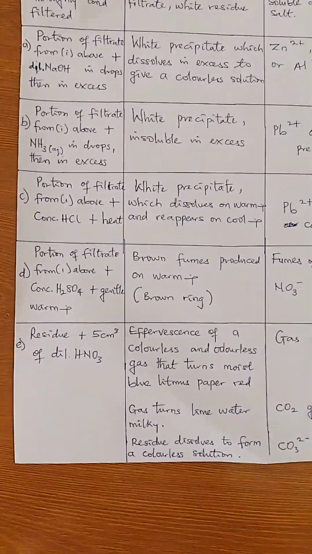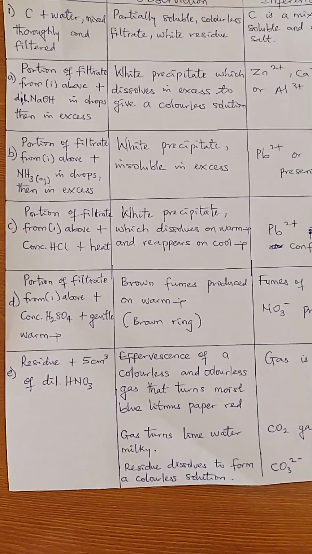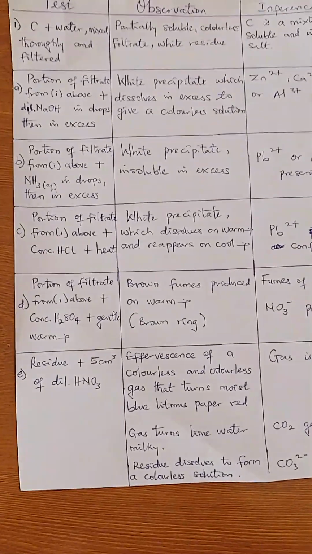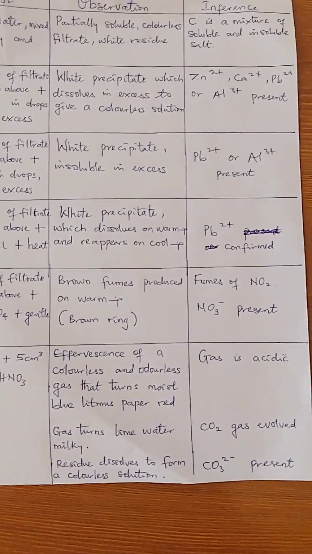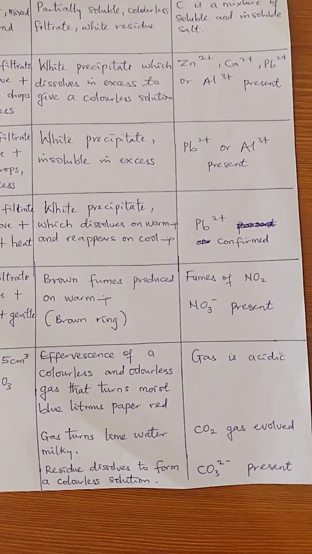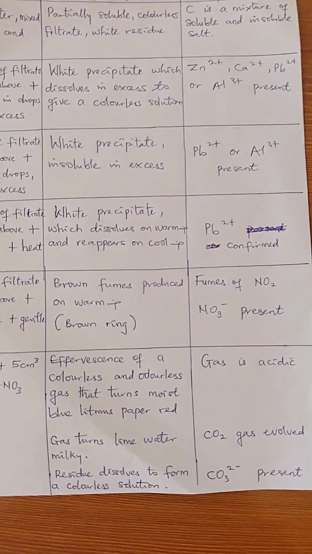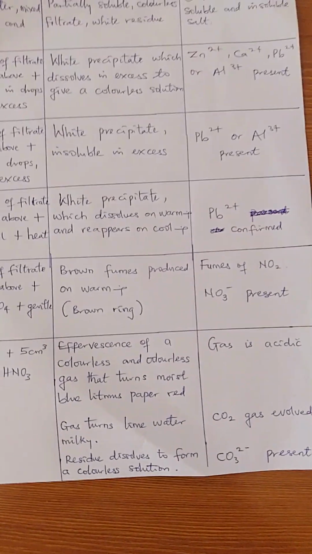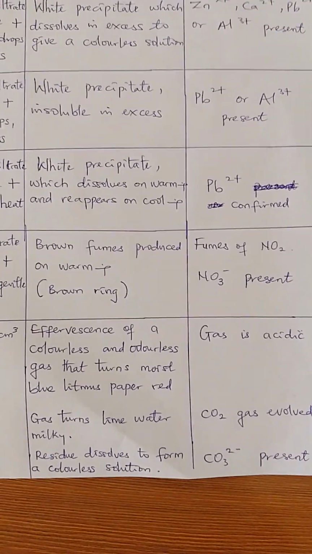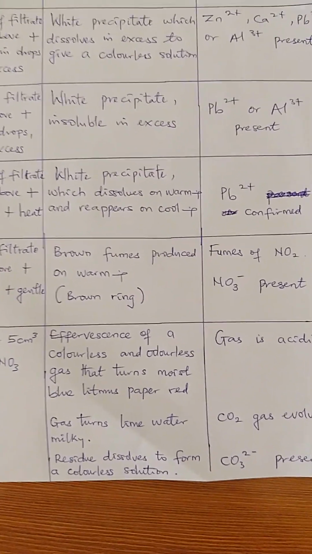And the very possible last question is the residue. The residue plus 5 cm³ of dilute HNO3. Under observation, you are going to observe effervescence of a colorless and odorless gas that turns moist blue litmus paper red. The gas turns lime water milky. The residue dissolves to form a colorless solution.